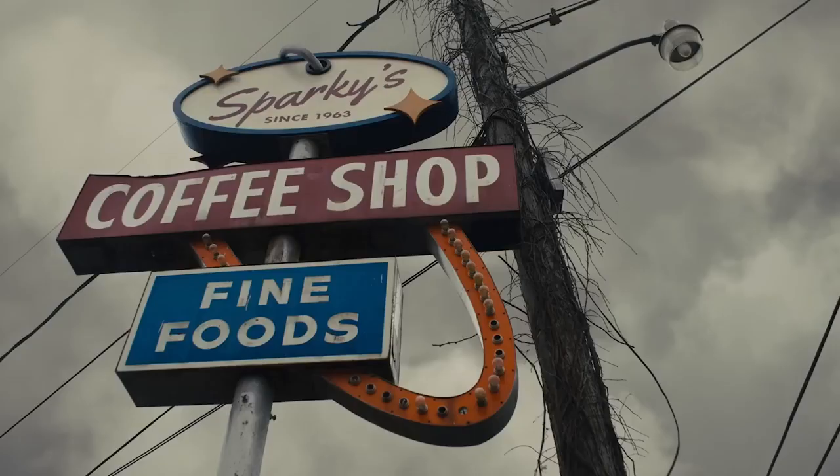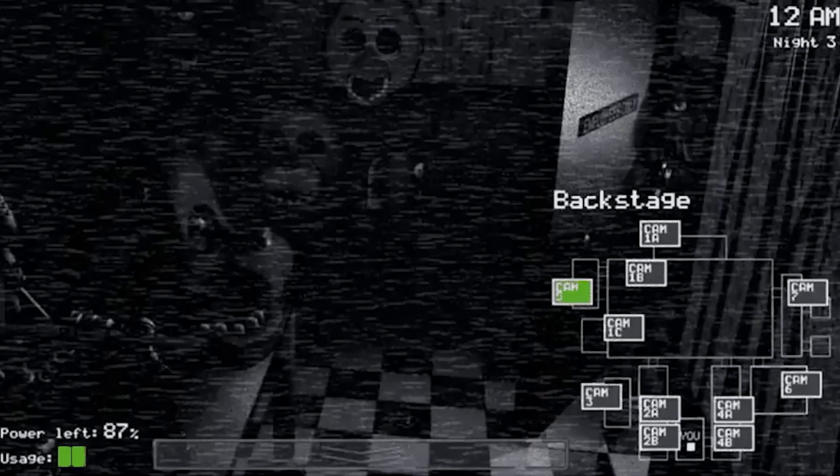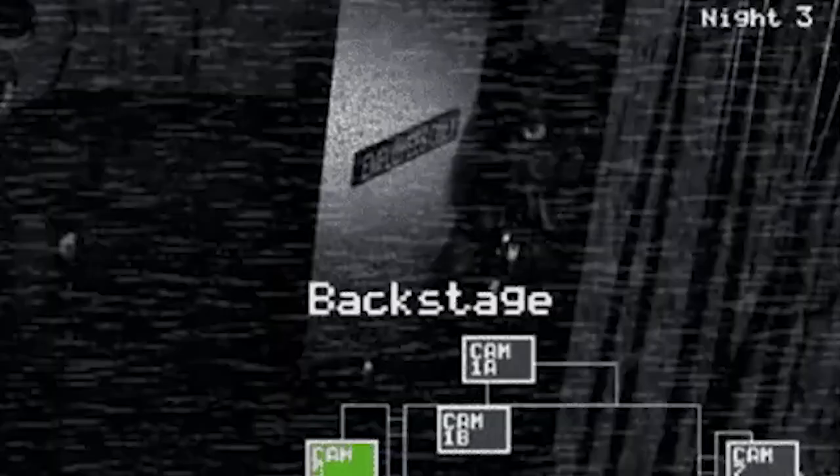It says Sparky's. Sparky is one of the biggest fake rumors ever in the FNAF franchise. All the way back in Five Nights at Freddy's 1, somebody made an edit of Sparky in the parts and service door.